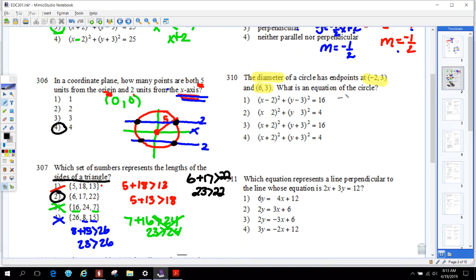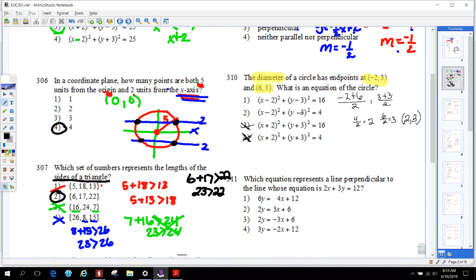So I'm going to do -2 plus 6 because the midpoint formula is add the x, divide by 2, add the y, divide by 2. -2 plus 6 is 4. 4 divided by 2 equals 2. 3 plus 3 is 6. 6 divided by 2 equals 3. So I know my center is at +2, +3. So right away, because it's +2, +3, I know I'm eliminating choice 3 and eliminating choice 4.